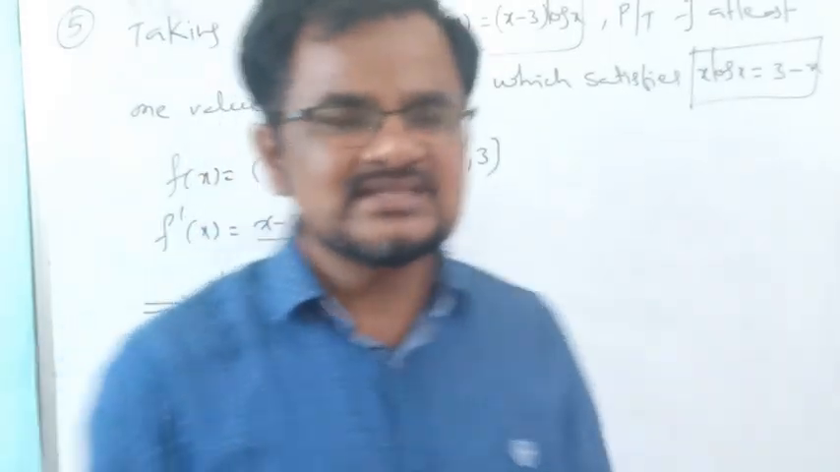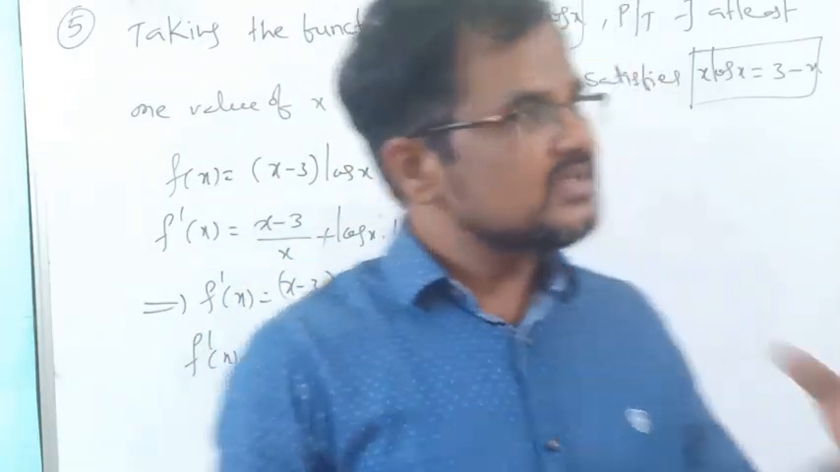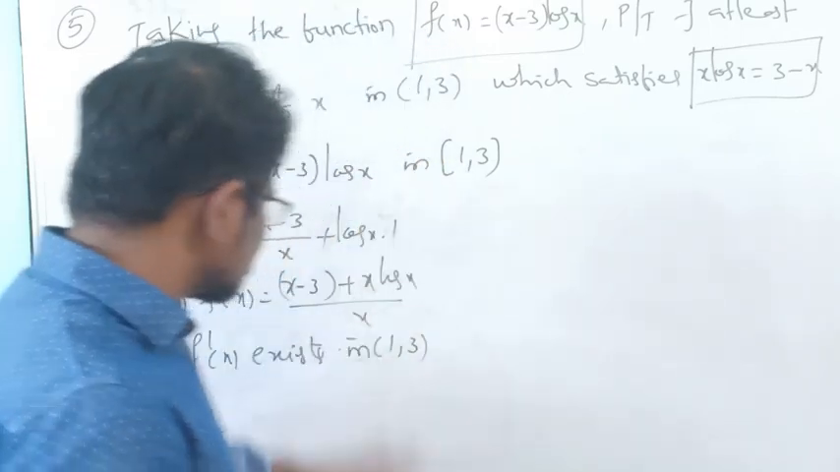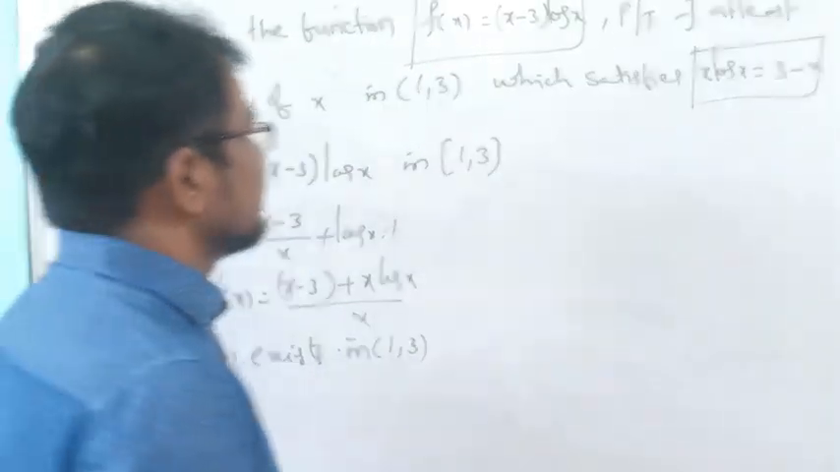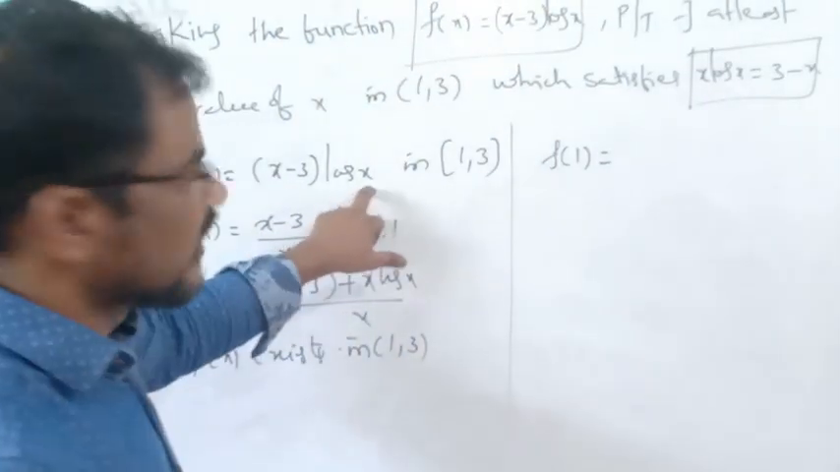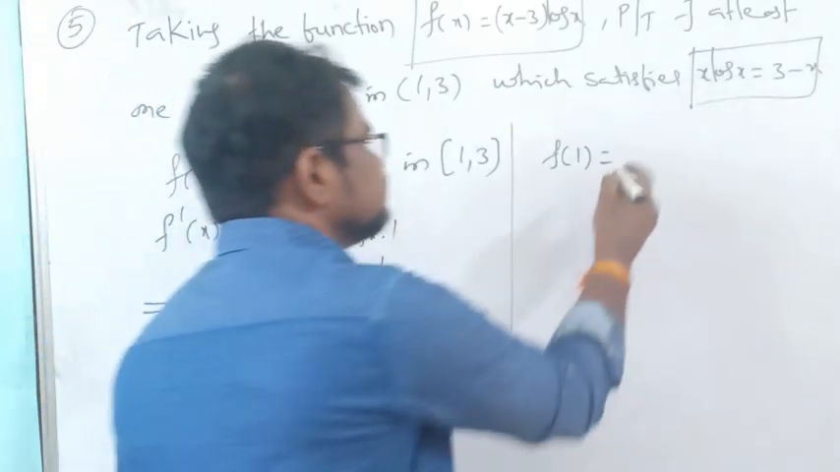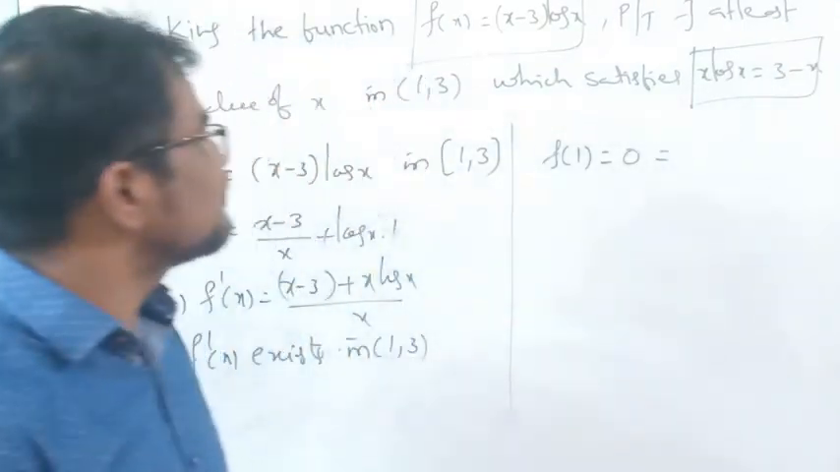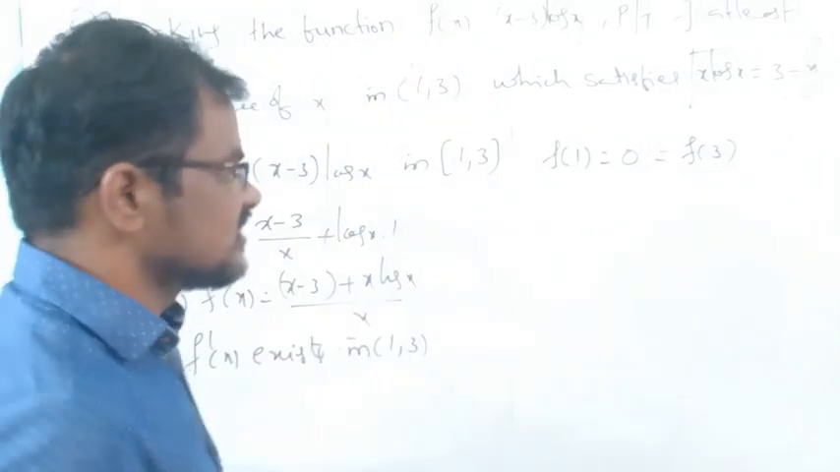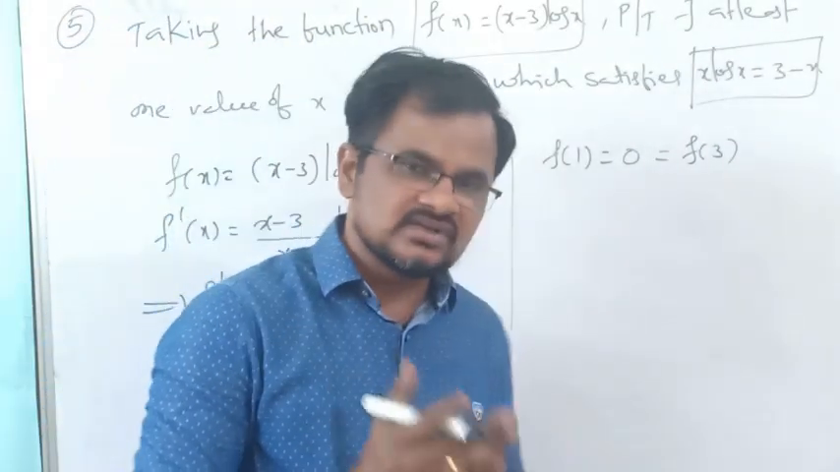So f dash x exists, which means f of x is a differentiable function, and every differentiable function is continuous. That means two conditions of Rolle's theorem are satisfied. Next, the third one: f of 1. If you take f of 1, log 1 value is 0, so f of 1 is 0. That is equal to f of 3. For f of 3, substitute 3: 3 minus 3 is 0. So the third condition is also satisfied.